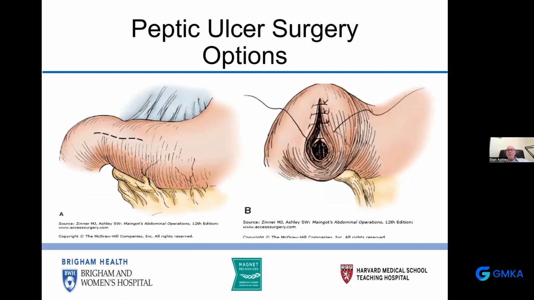This just shows a pyloroplasty, longitudinally opening through the pylorus and closing transversely. It opens that up and prevents problems with gastric emptying. It's also a good way of access for controlling duodenal ulcer bleeding.